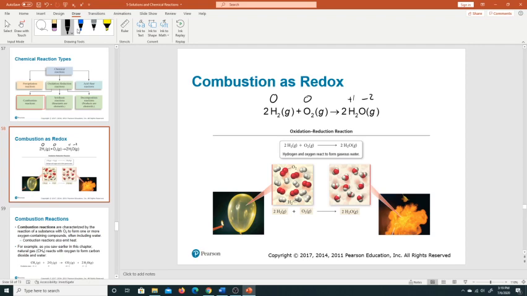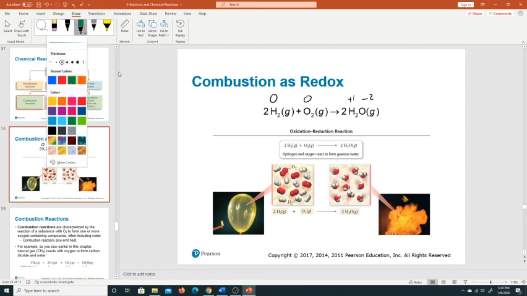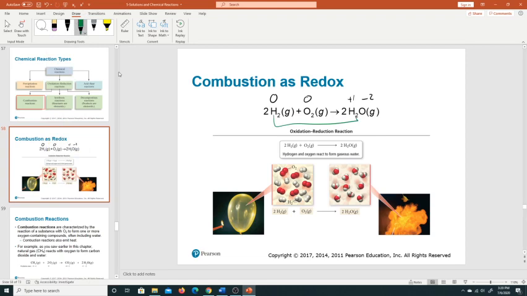As you can see, hydrogen has an oxidation state of 0, and it becomes +1. Oxygen has an oxidation state of 0, and it becomes -2. So hydrogen is going from 0 to +1. Since it became positive, it means it lost electrons. Hydrogen was oxidized. Oxygen was reduced. Reduction is the gain of electrons. O went from 0 to -2. It gained electrons. That is reduction.